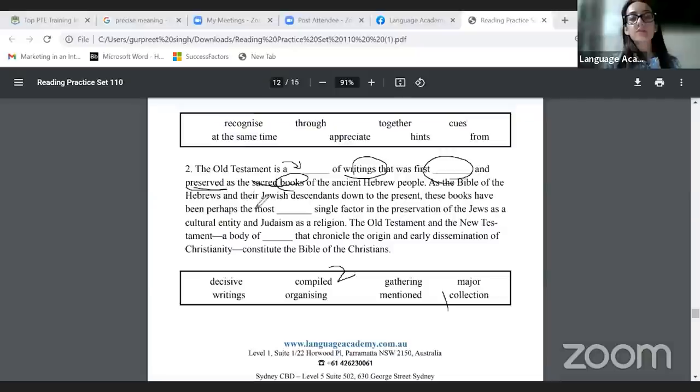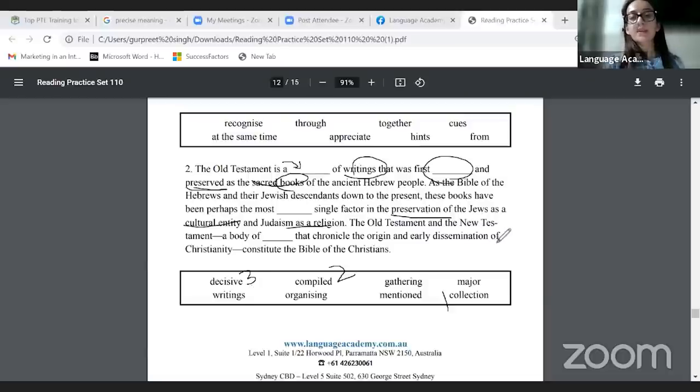As the Bible of the Hebrews and their Jewish descendants down to the present, these books have been perhaps the most dashed single factor in the preservation of the Jews as a cultural identity and Judaism as a religion. This makes sense according to the context also, that these books have played a very important role in the preservation of this culture as well as in their religion. So we'll go with they have been perhaps the most dashed factor. So we want to say they have been the most important factor. So important means decisive here. Decisive is also used in the term when something is extremely very important.